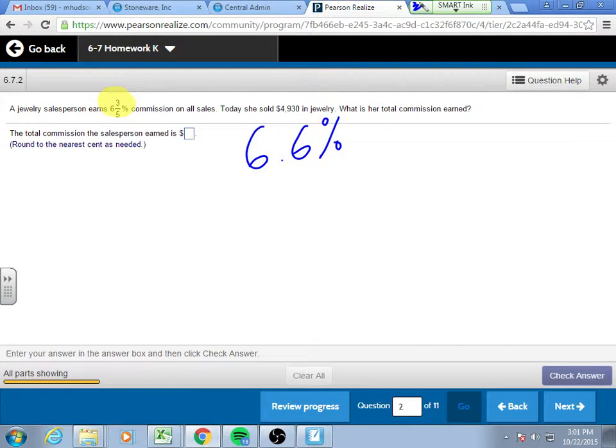So really, our commission, let's call that C, is going to be 6.6% of sales. I always like to at least think about the verbal situation. If not, I write it out.